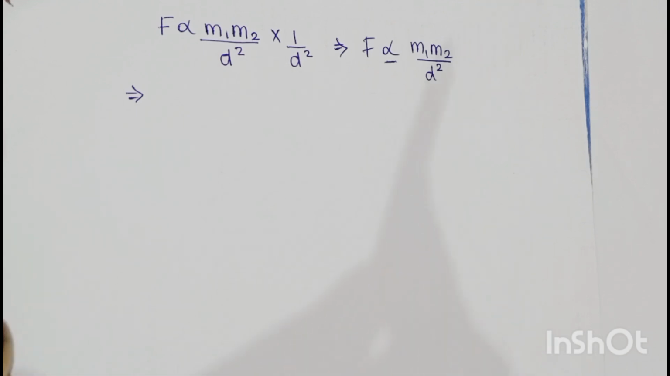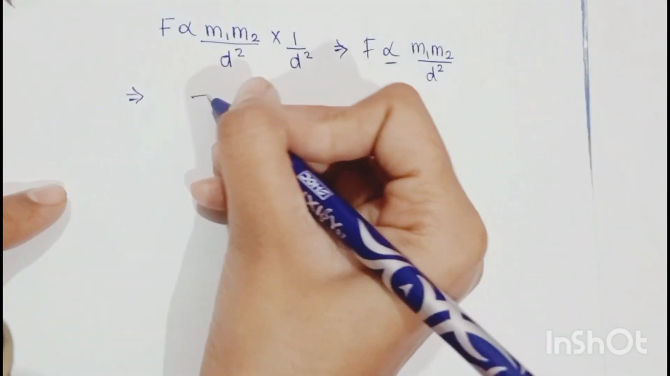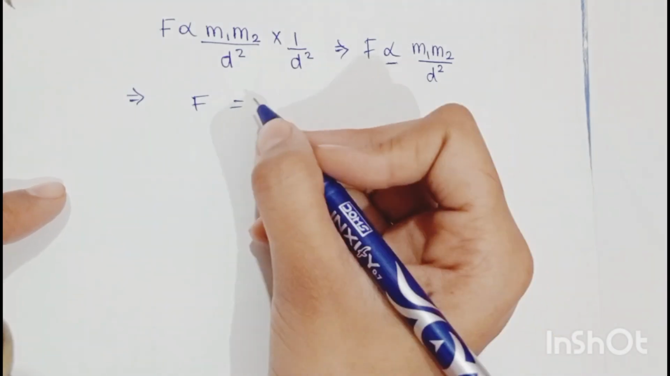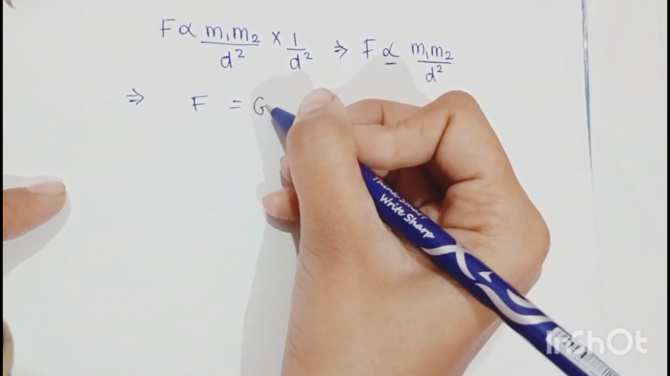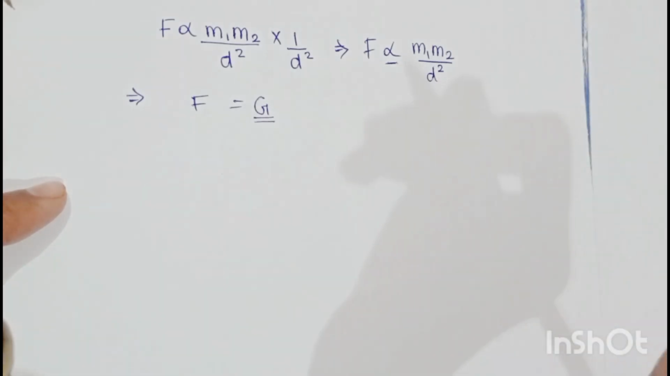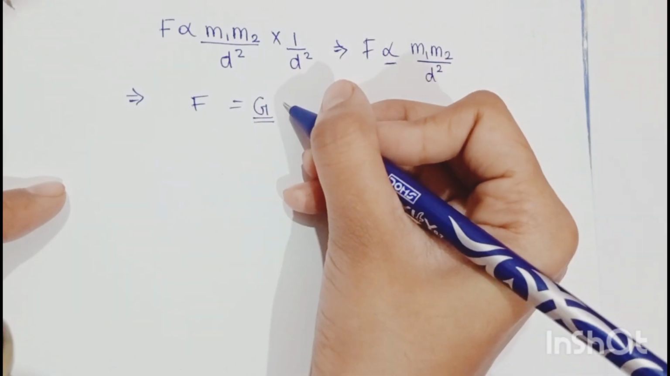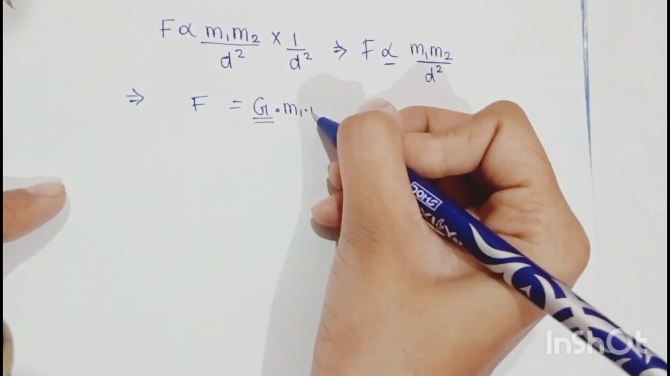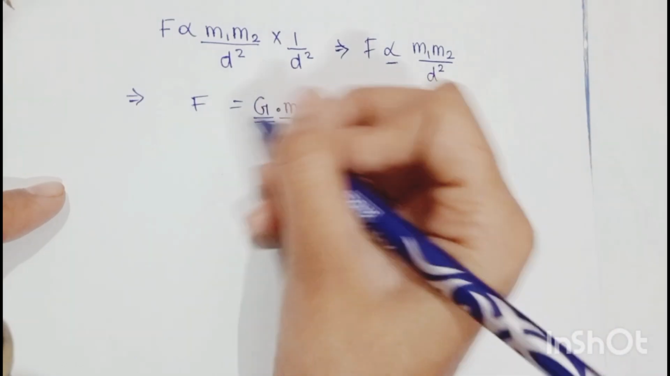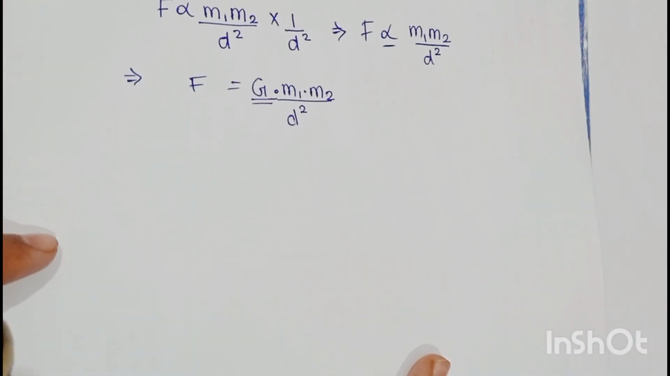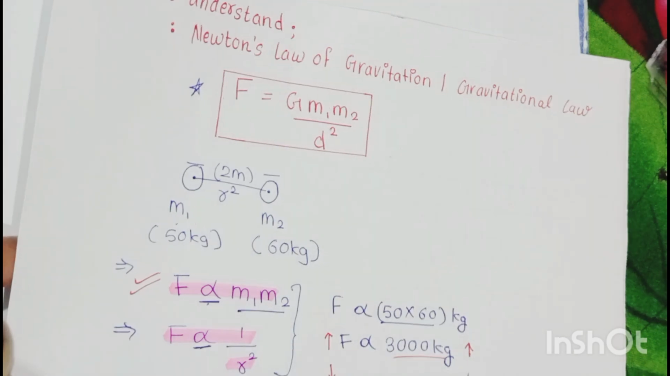But here we have a proportionality sign. When we remove this proportionality sign, we multiply by the constant G. So F equals, to remove the proportionality sign, I use equal to and multiply by G. Now G is a constant with a constant value, and the formula becomes F equals G m1 m2 upon d square. Okay, and this is what we learned.